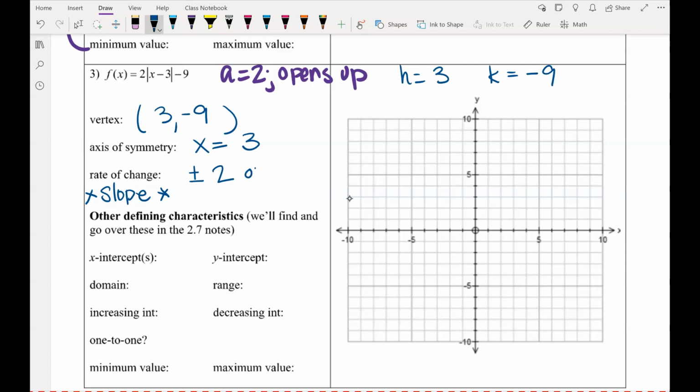By the way, you can write or, and you can write this out twice for the slope. Yes, you can. You don't have to. Just pick one and go with it. Okay?